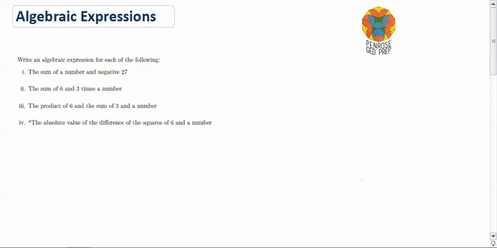So in this video, we're going to talk about algebraic expressions. In order to do that, we need to talk first about variables. So a variable is a number whose value we don't know. So let's take a look at what variables look like. So here's an example.